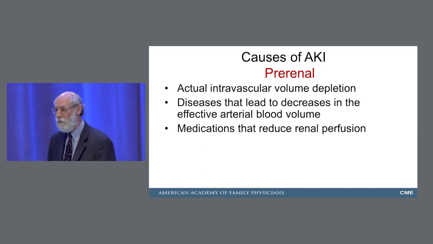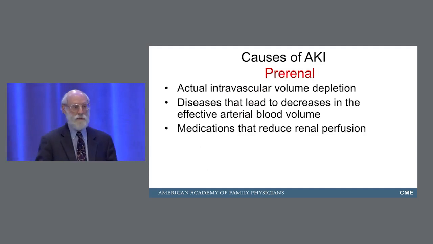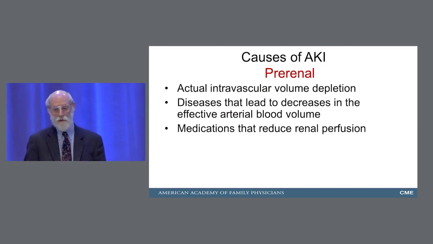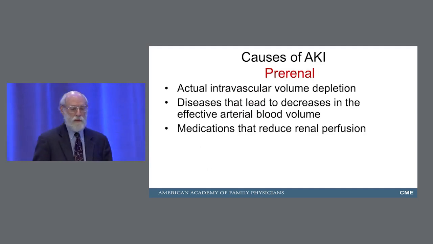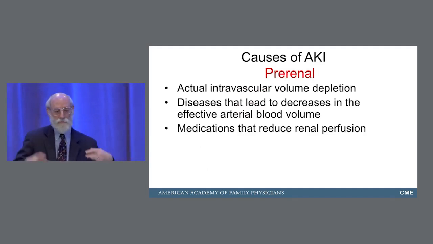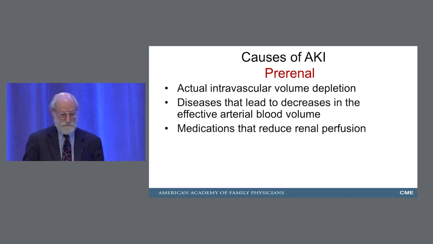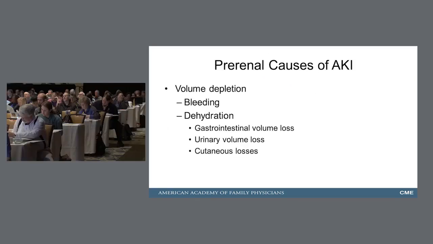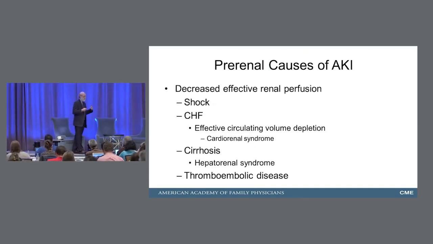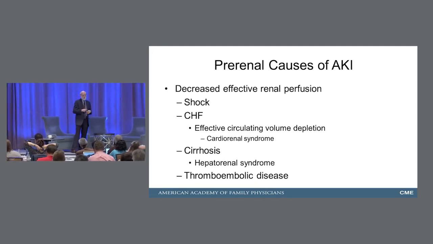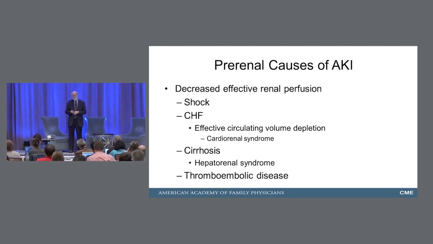What about prerenal causes? That can be actual volume depletion, that saber-toothed tiger that we heard about from Dr. Fernhaber, or things that lead to an effective decrease in blood volume, or medications that reduce renal perfusion. So volume depletion from bleeding or dehydration, including diuretics, GI blood and volume losses, and burns. Decreased effective perfusion from heart failure, shock, cirrhosis, for example.